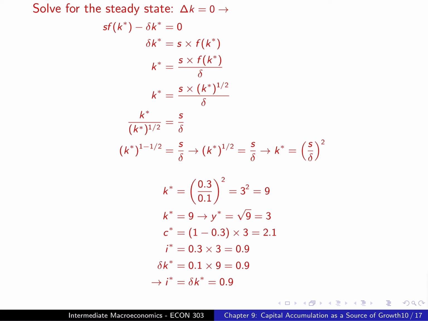Next, plug in parameter values. After plugging in the values of lowercase s and delta, you will find lowercase k star, lowercase c star, lowercase I star, and delta times lowercase k star. You will also observe that lowercase I star equals delta times lowercase k star. In summary, at steady state, capital accumulation has stopped, that is, delta lowercase k equals 0, and all key variables have reached constant long-run values.